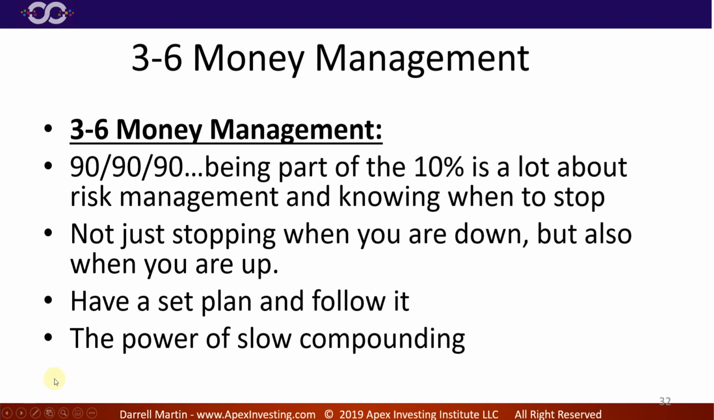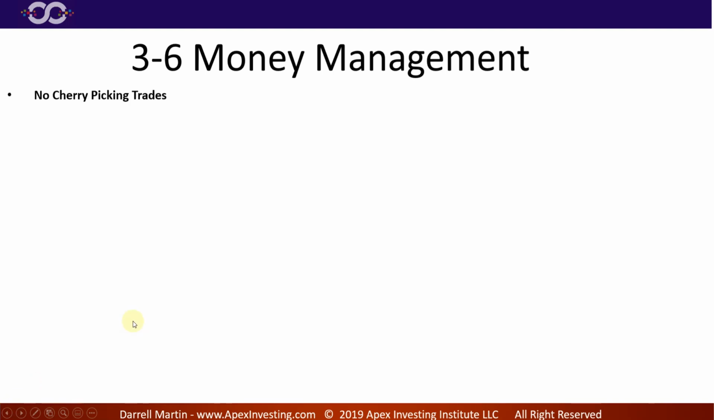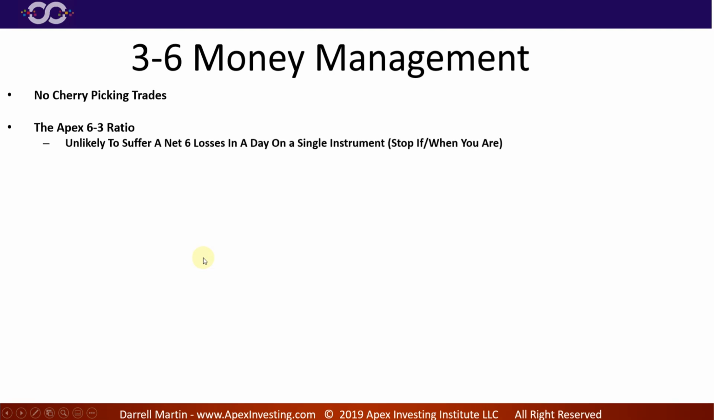It's about the power of compounding. I'm not talking about cherry picking trades. I'm talking about the Apex 6-3 ratio. It is unlikely, I'm not saying impossible, but using this that you're going to suffer 6 net losses on a single instrument in a day. Meaning like you're down 6 trades in a row. Like total, a net 6 losses. If you are, then you should stop. It's not your day.